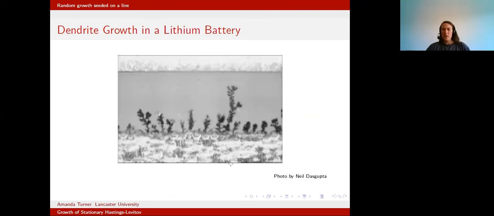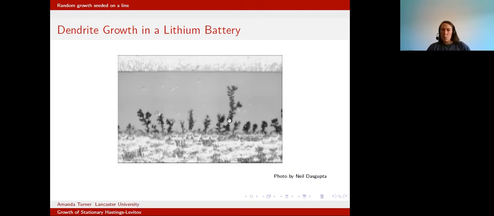But that's not the only situation that physicists might be interested in. What I'm showing here in this picture is a cross section of a lithium battery, and as you can see on the surface, it's starting to grow these dendrites. So ions are diffusing out of the solution that's inside the lithium battery, and they're attaching themselves to the boundary. And this is really, really bad news for batteries. It's the main reason that batteries perform worse and worse every time you recharge them.